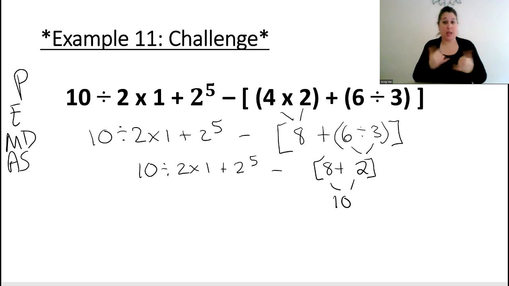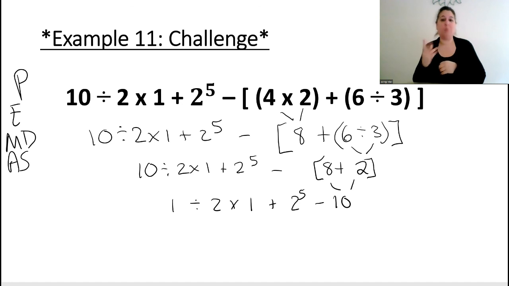So now I'm going to have this. Let me make sure I wrote that down correctly. I just brought everything down. Yep, all right. Then at this point, I do exponents. 2 to the 5th power is 32.